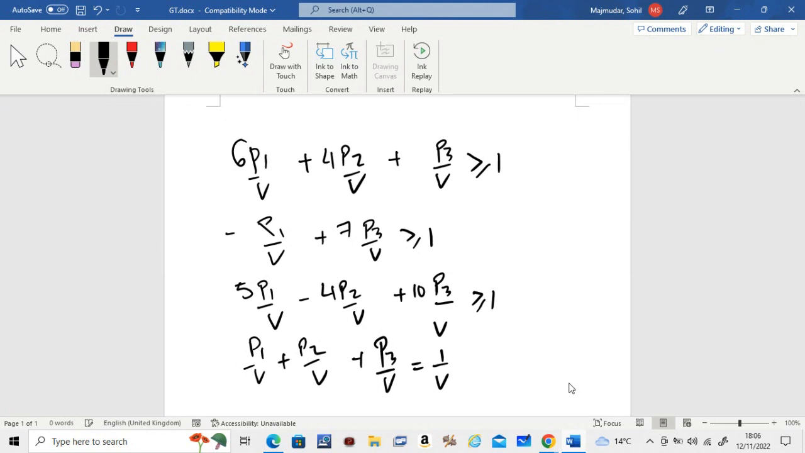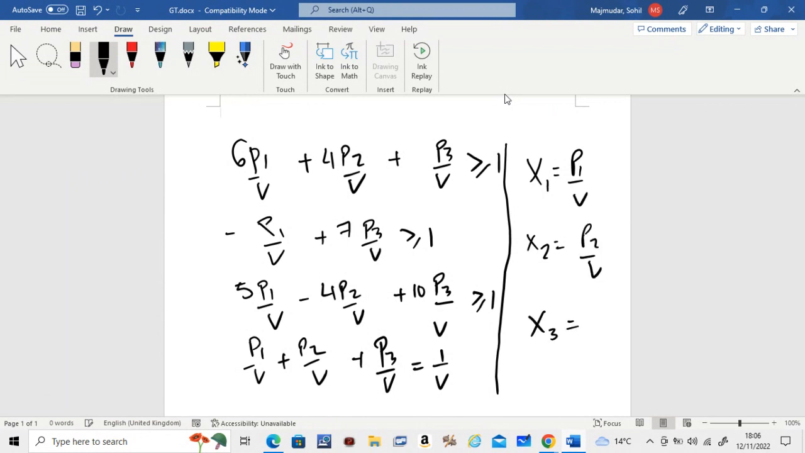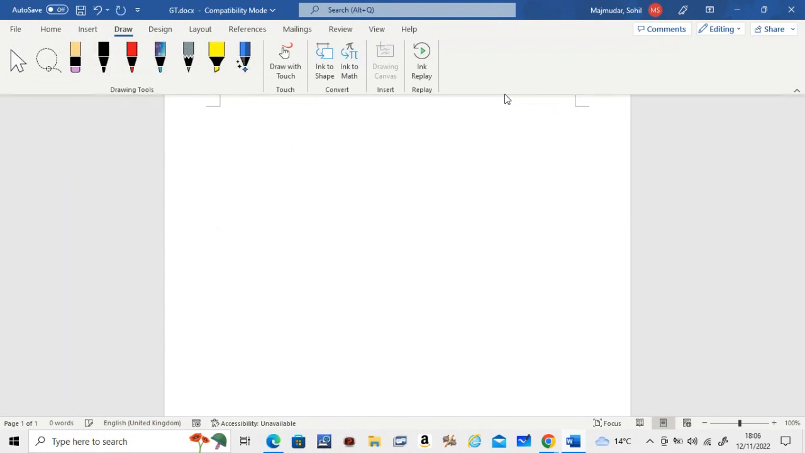So just like we defined the y1 there, in this case we define the x1 to be P1 over V, x2 to be P2 over V, x3 to be P3 over V. Okay, so your problem reduces to this, which we will then solve in Excel.